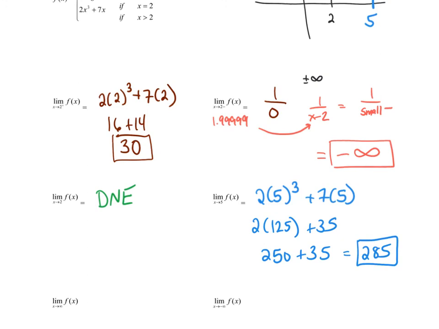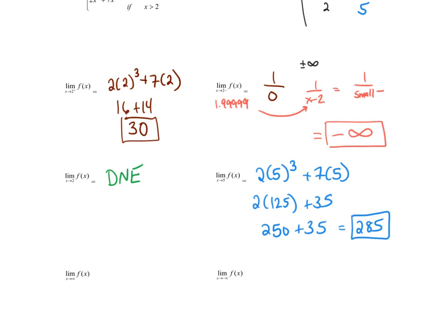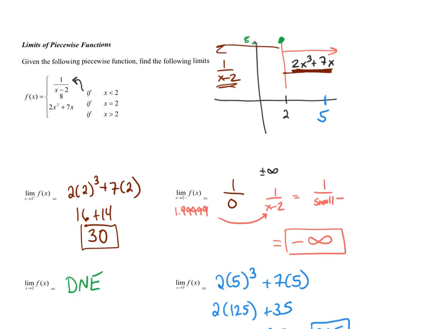So as this thing goes to the right, you can kind of almost envision it. It was at 30 at 2, and now it's up to 285. So it's obviously increasing quite a bit. The last two talk about going to infinity and negative infinity. So infinity is obviously over here. So that's going to be with this 2x cubed plus 7x part. And negative infinity is going to be over here with this part.